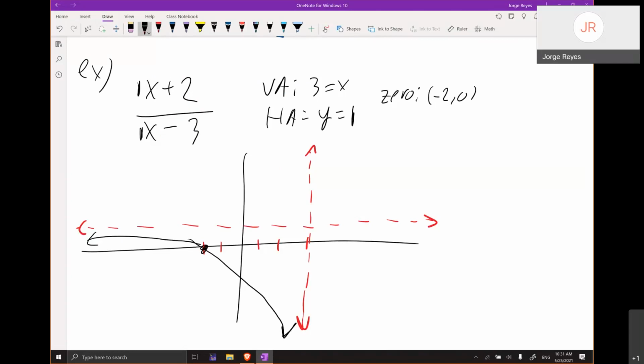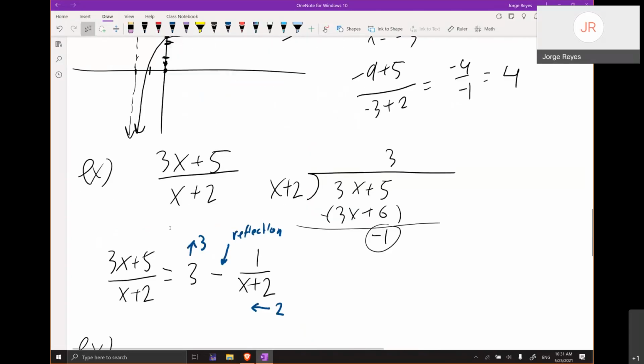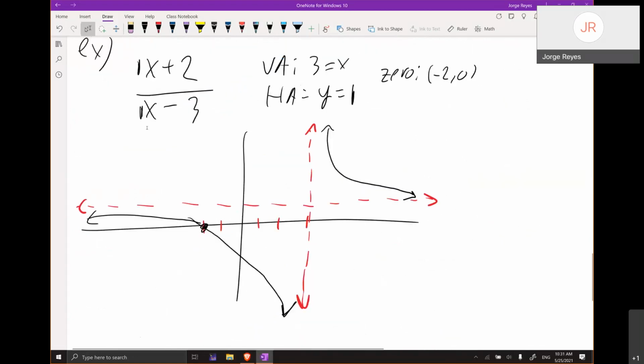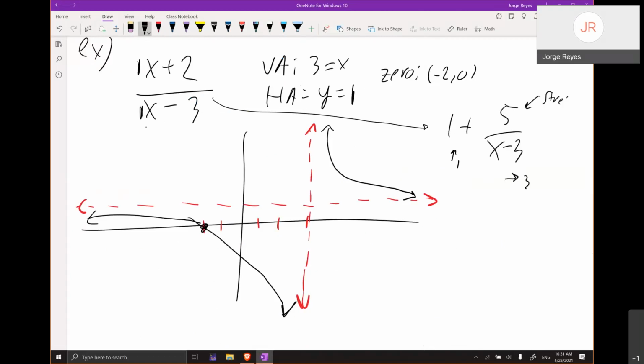That means that this one should be on the opposite side. I don't know if you guys have noticed that, but they're almost always on the opposite side. Okay. But also if you want to long divide, it becomes this after long division. So you see you have a shift right 3, a shift up 1, and a stretch by 5. Okay. So you get this drawing, which you should always label your asymptotes, right? Label the asymptotes.